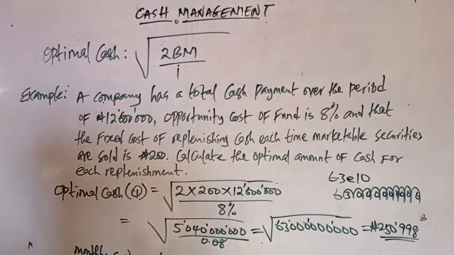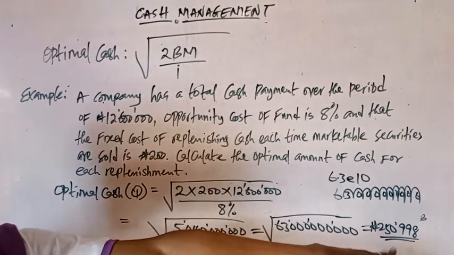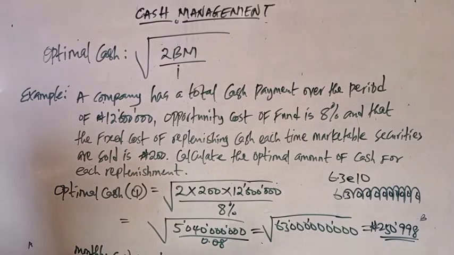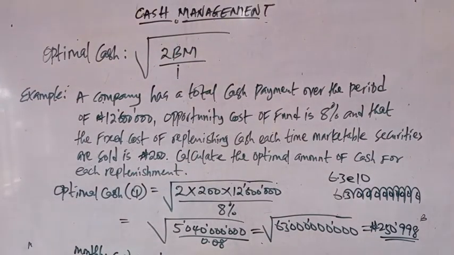So in a month, how many times do we now need to replenish cash in order not to fall below or go above this optimal cash? It means the monthly divided by the optimal. So meaning that we have to replenish cash 4 times in a month.